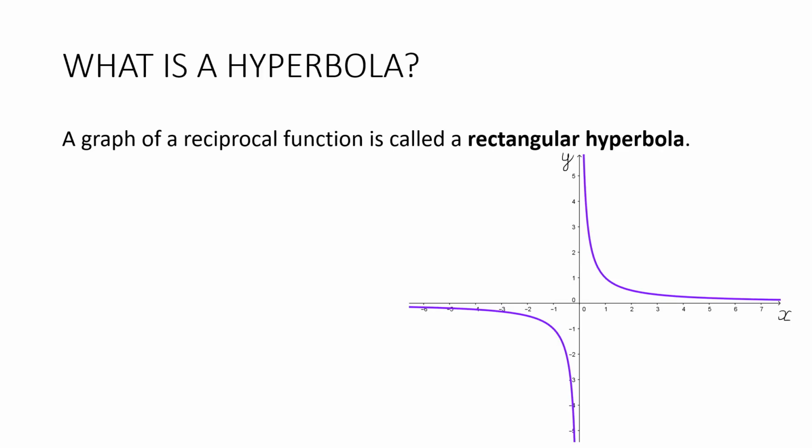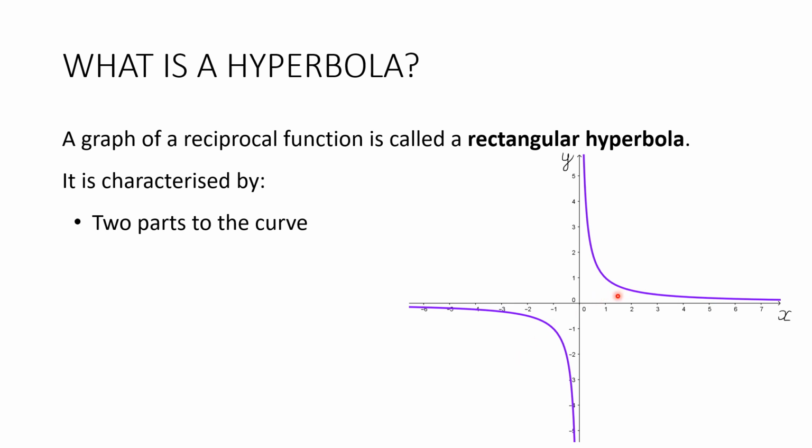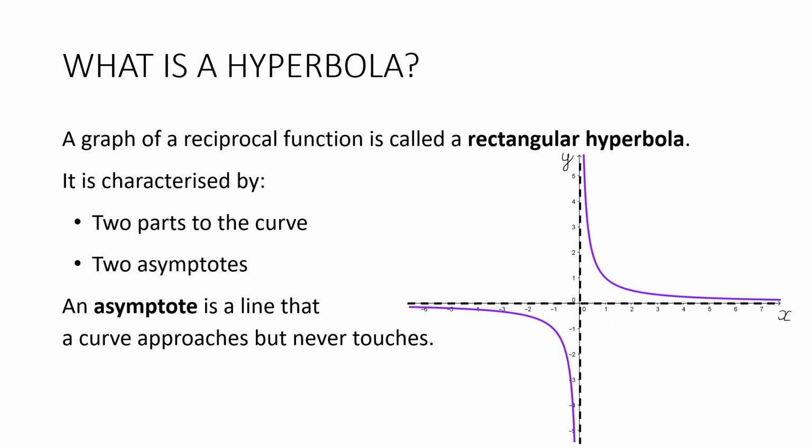The graph of a reciprocal function is called a rectangular hyperbola and has some specific characteristics. There are two parts to the curve, and there are two asymptotes. That's these dotted lines here. Now recall, an asymptote is a line that a curve approaches but never touches. Now this function here would be y is equal to k over x.